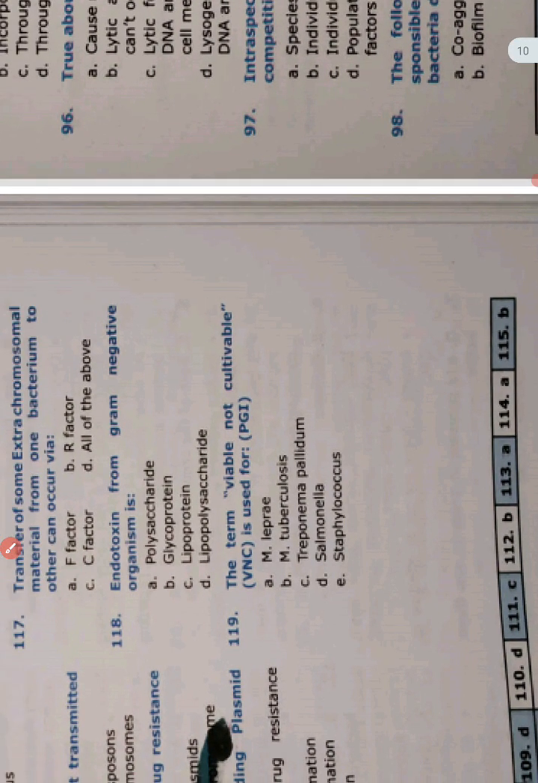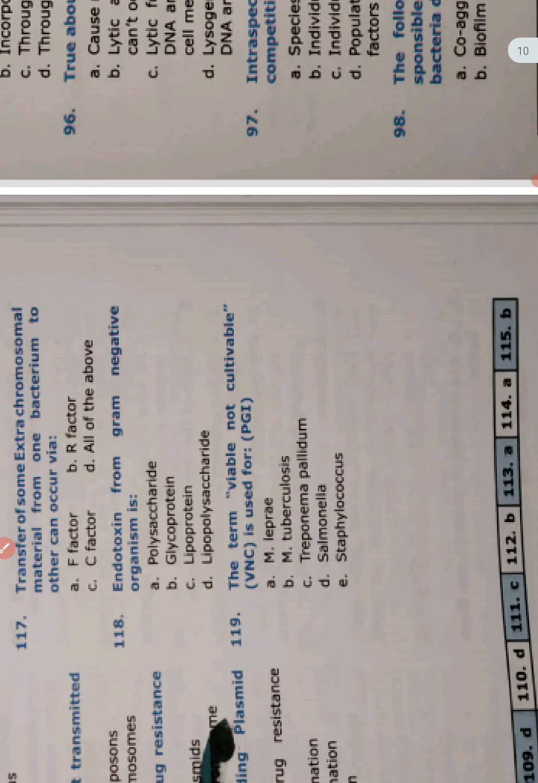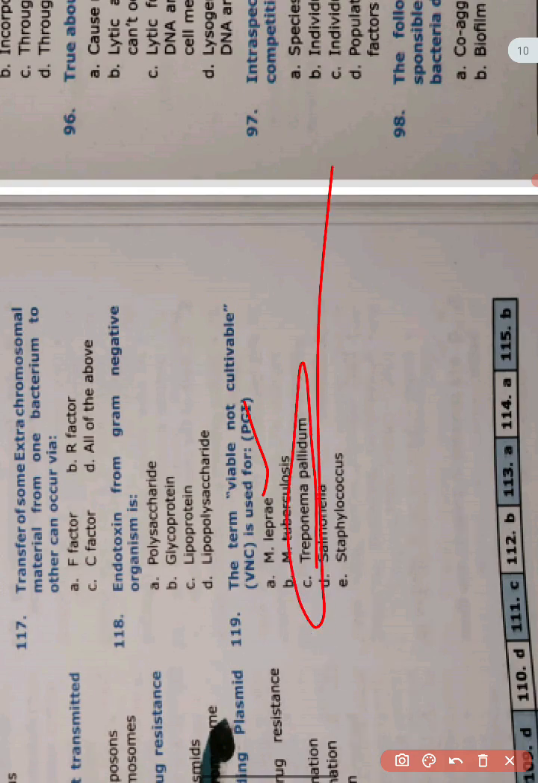Next question: the term viable not cultivable, VNC, is used for what? It is used for Lepra. Lepra is not cultivable and not viable outside, because it is intracytoplasmic. Also Treponema pallidum, syphilis. Other VNC organisms like Chlamydia, Rickettsia, and viruses are also okay.